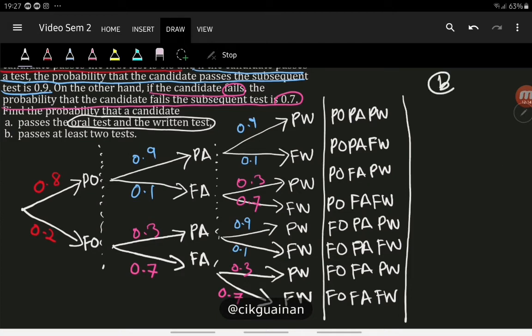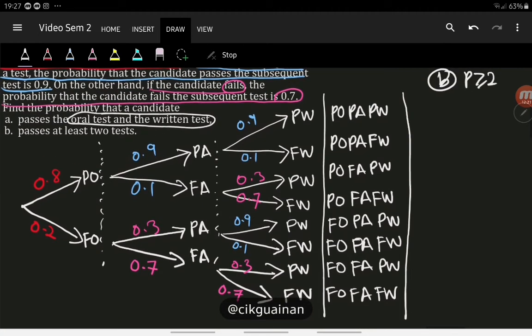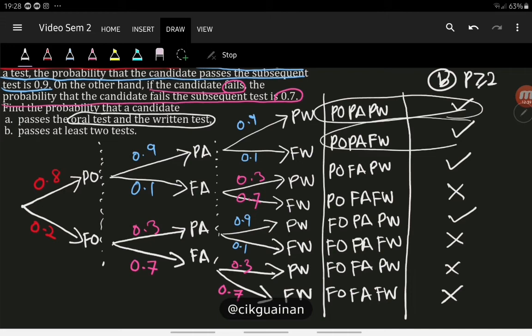Okay, so for B, we want to pass 2 tests. Okay, so this one pass at least 2, this one pass 3, yes, this one pass 2, this one pass 2 tests, this one no, fail 2, cannot, this one pass 2, yes, this one fail 2, cannot, fail all. Okay, so we need to add these ones, the ones that I ticked.